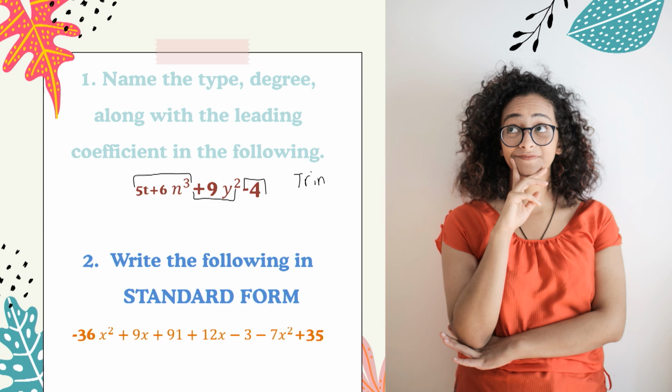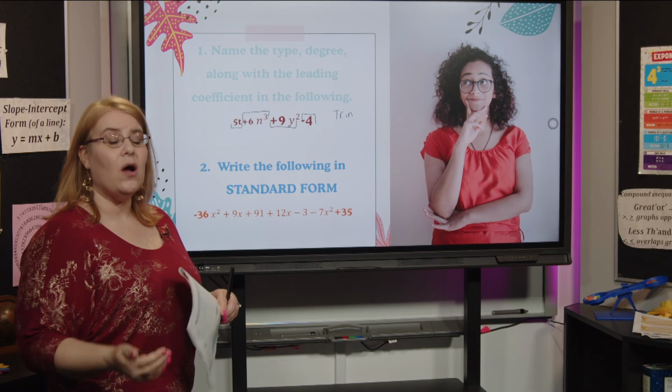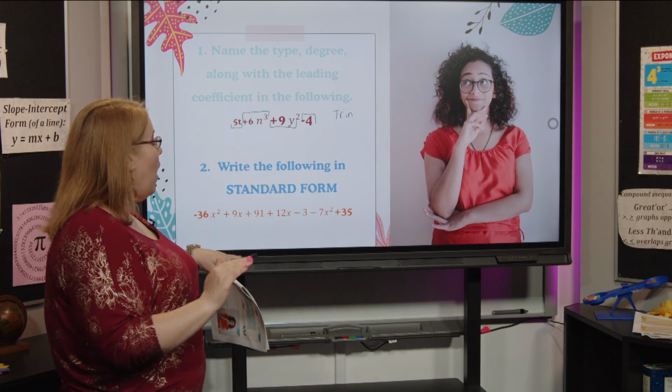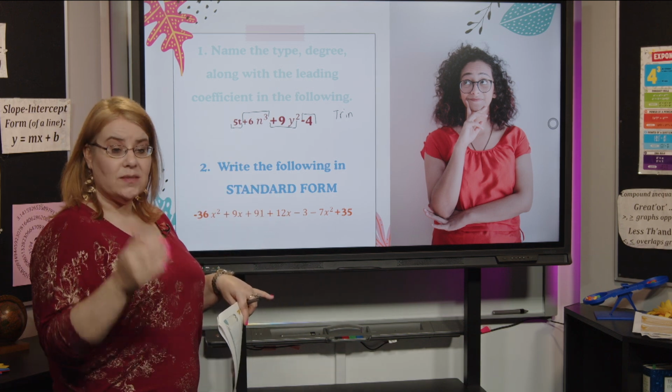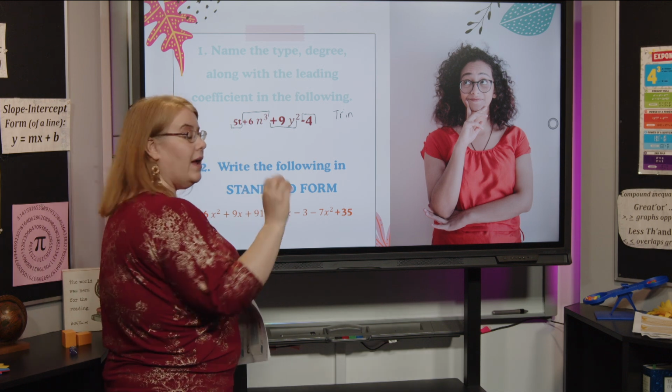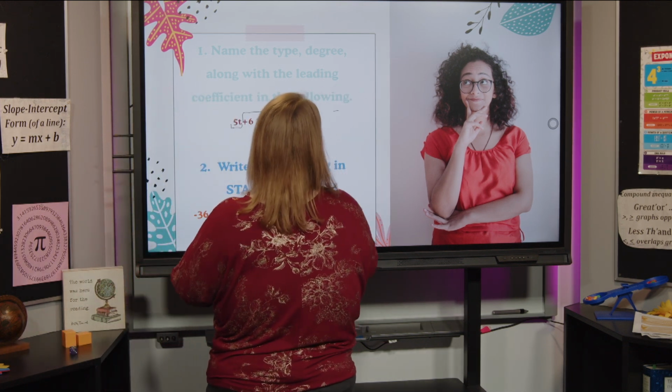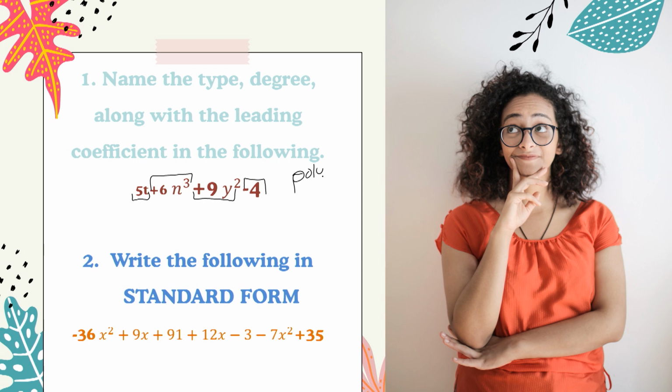Oh, Miss Killen, but is it a trinomial? Well, let's see. It's not. I have one term here and one term here. So that means we really have to make sure of those adding or those subtractions in these different terms. So we always make sure that we look for those adding and subtracting signs. So instead of a trinomial, we would call this a what? Yes, a polynomial. Good job. So we've got a polynomial.